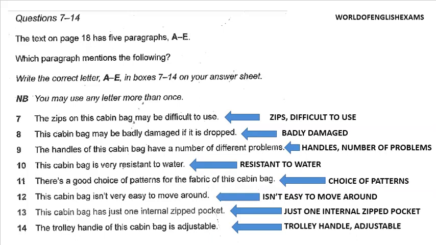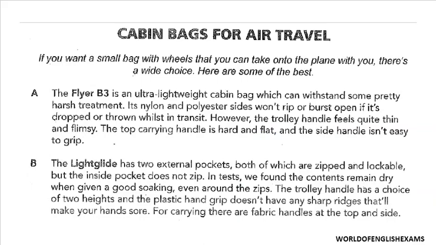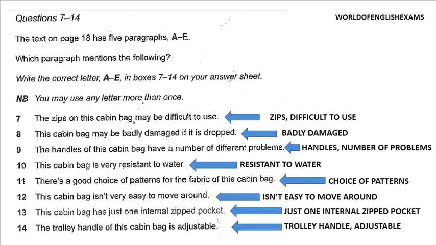Now let's read both those. The handles of this cabin bag have a number of problems. Yes or no? Yes. So we did find the context for that. What are the different problems? It is thin and it is flimsy. So now quickly let's write the answer for the 9th question as A.